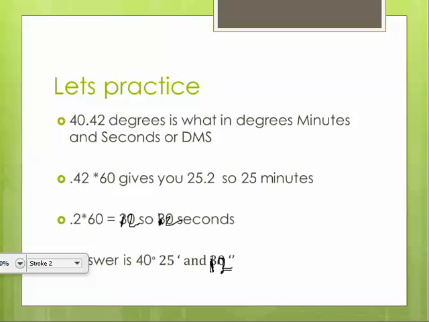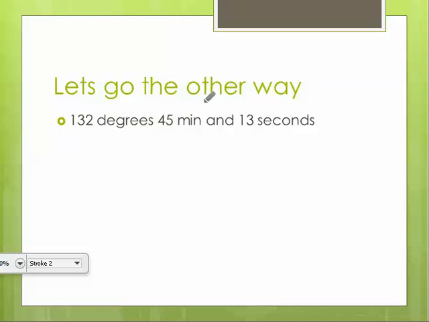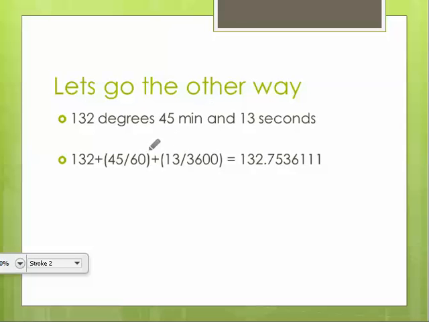Okay. Another unit of measure that we have is, I'm sorry, they want to go the other way. If we have something like this and we want to express it as the number of degrees it is, we simply have to take the 45 and divide it by 60, and take the 13 and divide it by 3,600. Why 3,600? Well, that's 60 squared, 60 times 60. And add those three things up. When we do that, we get 132.736111.